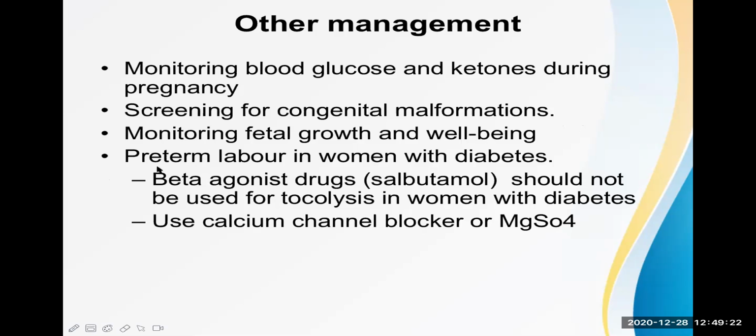And if the lady has developed preterm labor and she is diabetic, try to postpone that labor. That is done by using a tocolytic agent like a beta agonist drug. Salbutamol is a good example here. There are so many others also. Another option is a calcium channel blocker like nifedipine, or magnesium sulfate. These are also tocolytic drugs. There are some other options if she develops preterm labor.